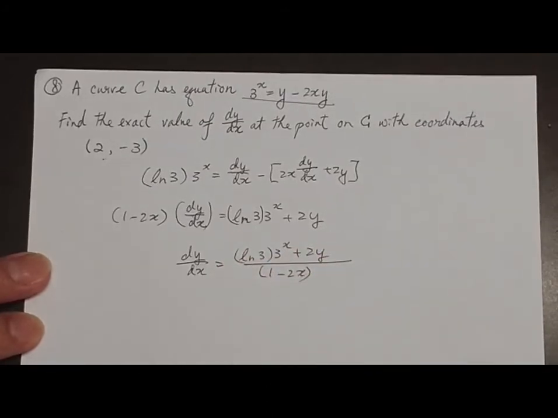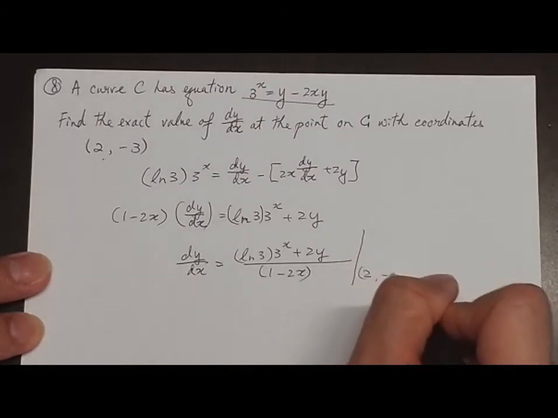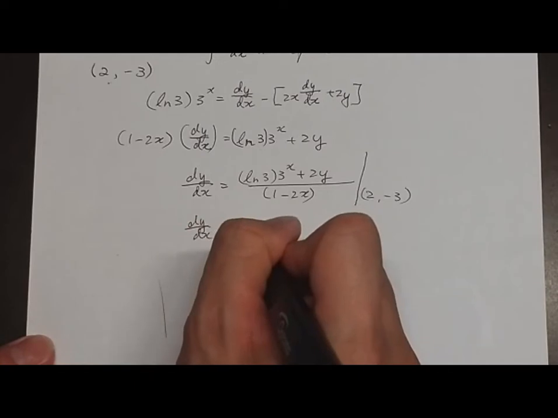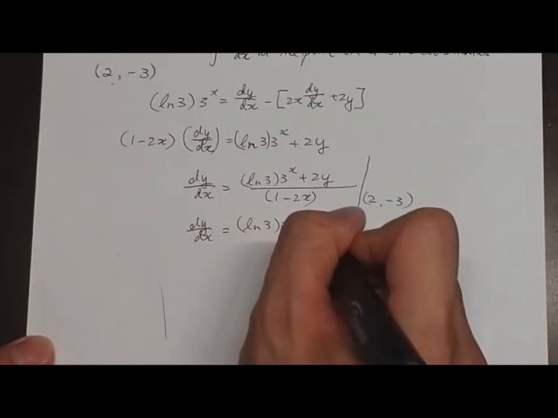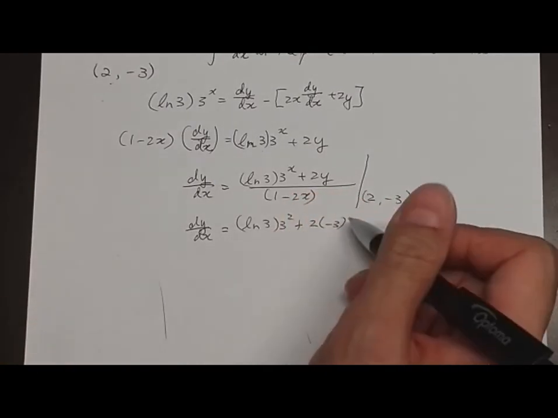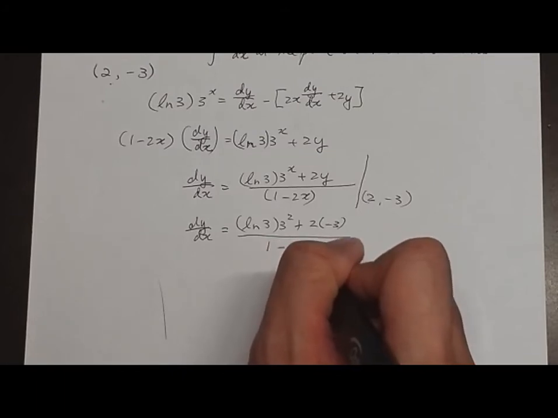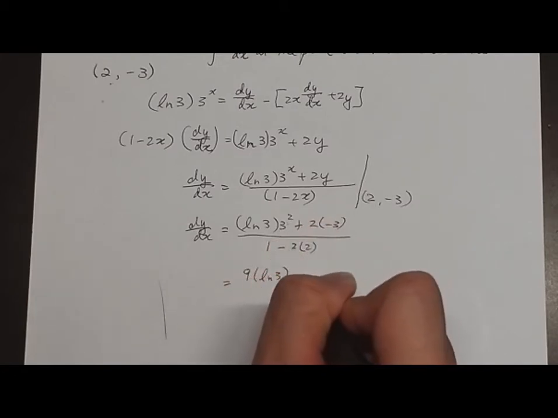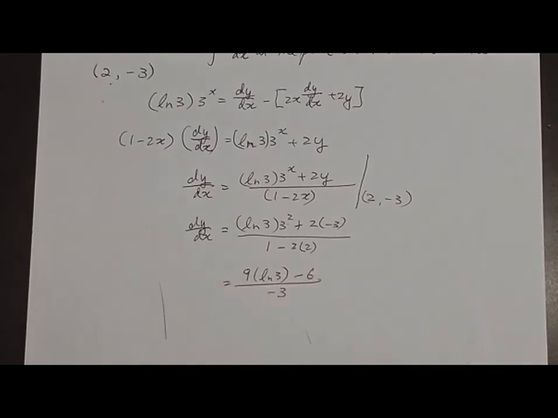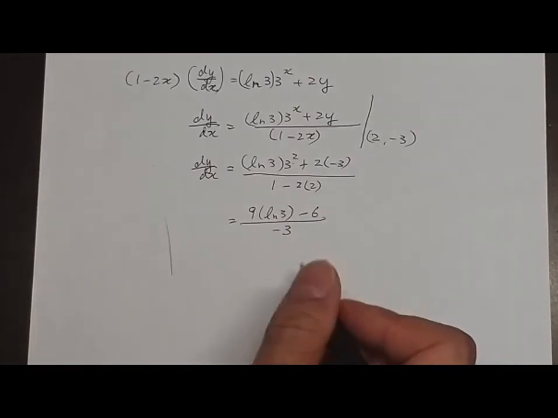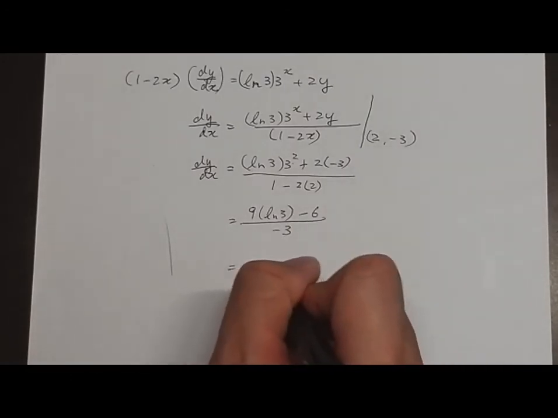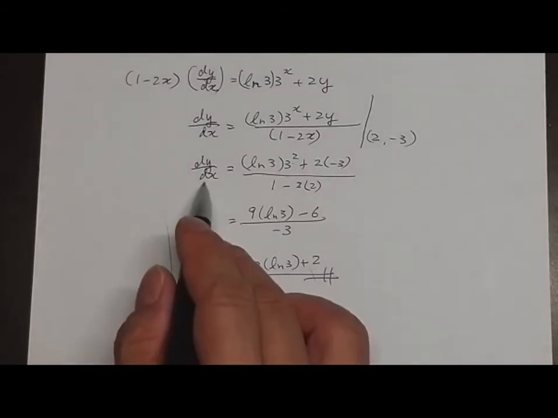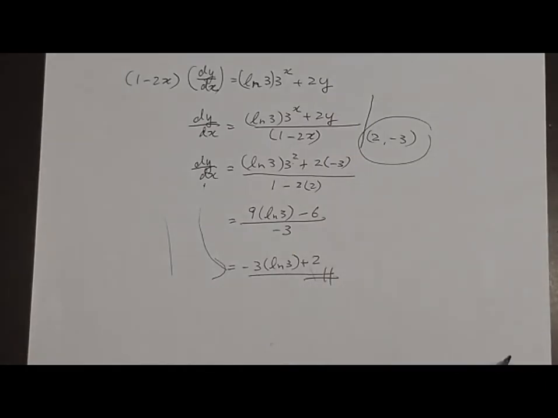And if we substitute the point 2 and minus 3 into this dy/dx, we have dy/dx equal to log 3 times 3 to the power 2 plus 2 multiplied by minus 3 over 1 minus 2 multiplied by 2. So we have, this one is 9 here, so 9 log 3 minus 6 over minus 3. And we cancel out the minus 3. We get minus 3 log 3 plus 2. So this is the exact value of dy/dx when the point is 2 and minus 3.